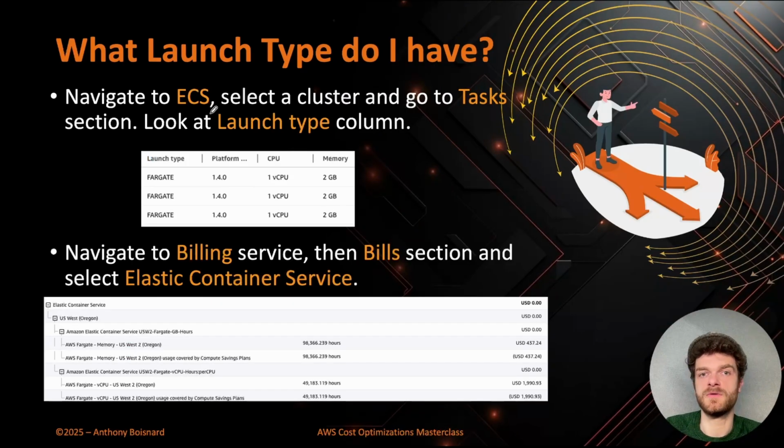To retrieve your launch type, you can go directly to the ECS service here, select the cluster and go to the task section. Then you can look at the launch type column right here, and you can see if it's Fargate or EC2. You can also navigate to Billing service in the Build section and go to the Elastic Container Service. Select a region like here, and you can find if it's EC2 or Fargate.